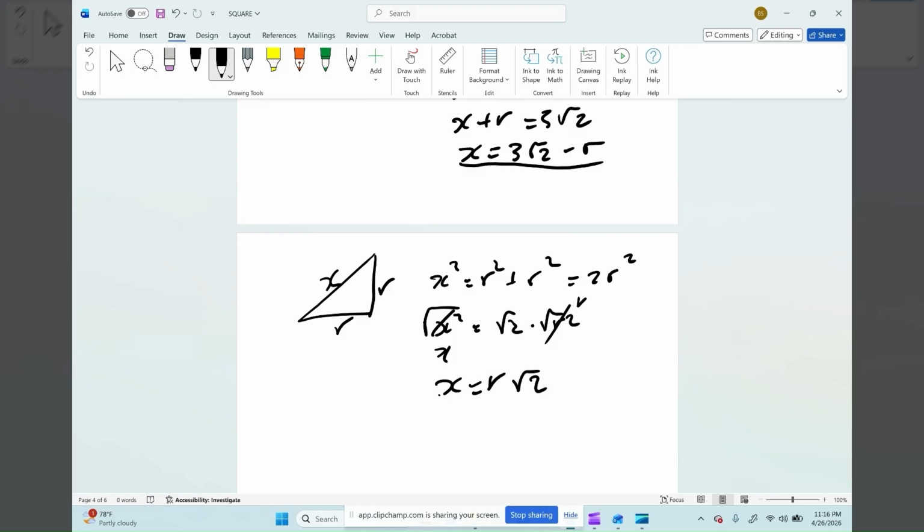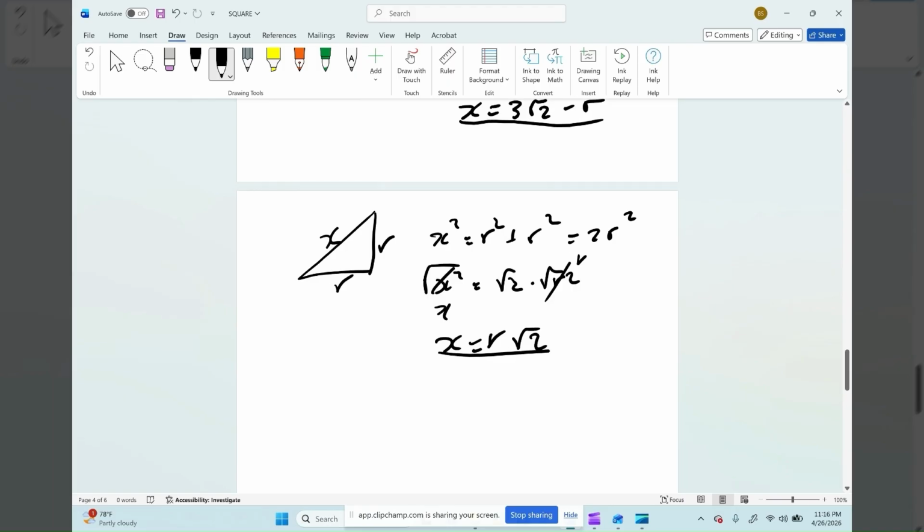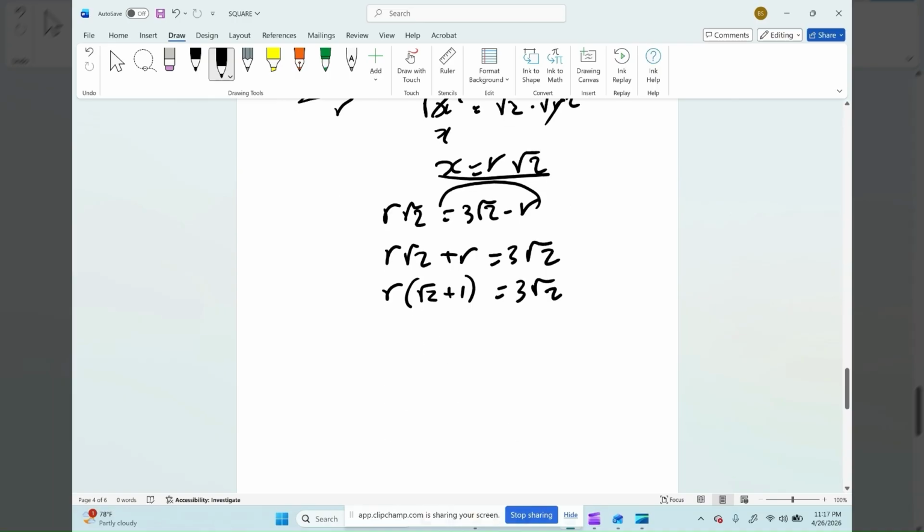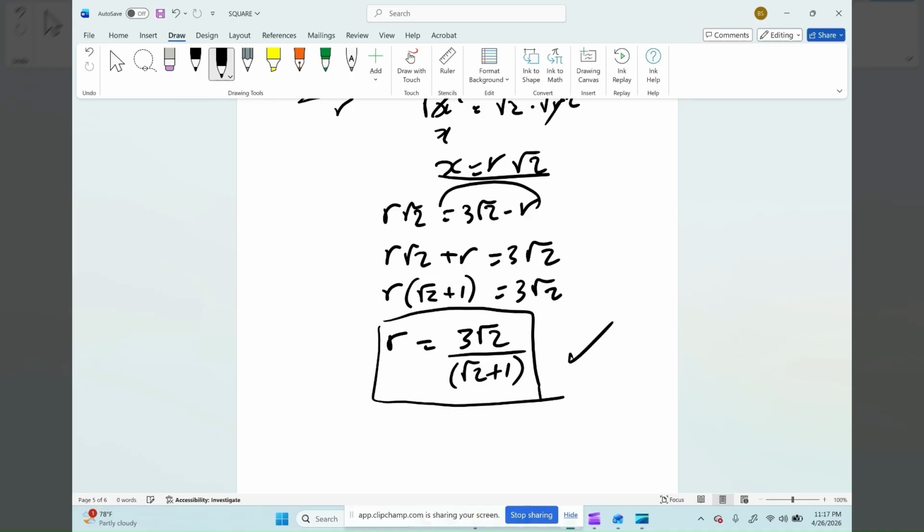We have two values of x. Let's equate them. So we have r square root of 2 is equal to 3 square root of 2 minus r. Therefore, r square root of 2 plus r is equal to 3 square root of 2. Therefore, r outside of square root 2 plus 1 is equal to 3 square root of 2. Let's divide both sides by square root of 2 plus 1. Therefore, r is equal to 3 square root of 2 divided by square root of 2 plus 1, which is the same answer as in method 1 and method number 2.